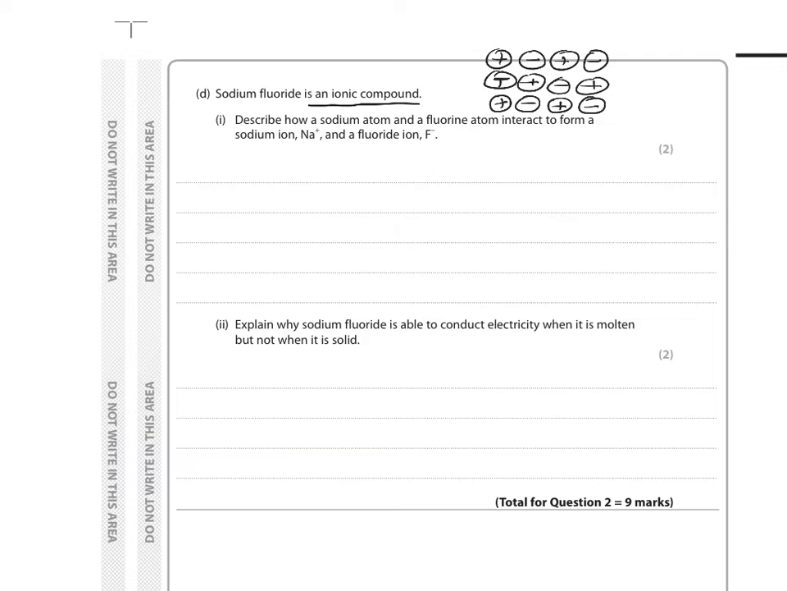Well, sodium atom has 1 electron in its outer shell. Fluorine is in group 7. It has 1 space in its outer shell. Sodium gives its electron to fluorine. Sodium becomes positive and fluorine becomes negative. So the 2 marks were for saying an electron is transferred from sodium to fluorine.